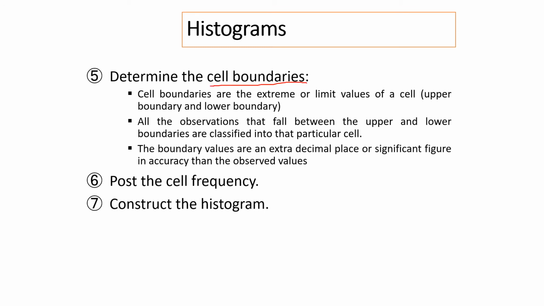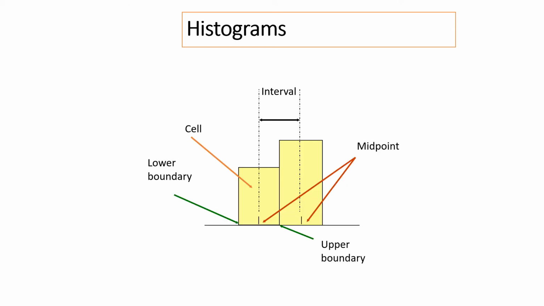Okay, boundaries. Determine the cell boundary. Cell boundary is the extent or limit value for the cell, so there is an upper boundary and a lower boundary. All the observations that fall between the upper and lower boundaries are classified into the particular cell. The boundary values have one extra decimal place or significant figure more accurate than the observation values. And then post the cell frequency and construct the histogram.